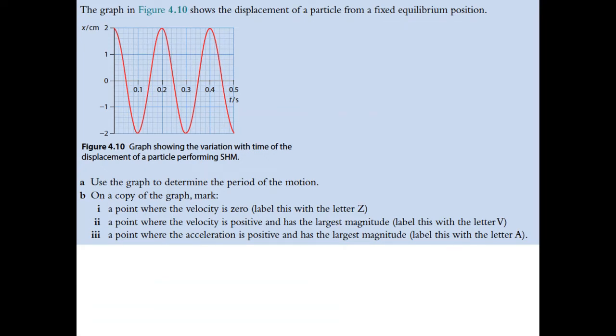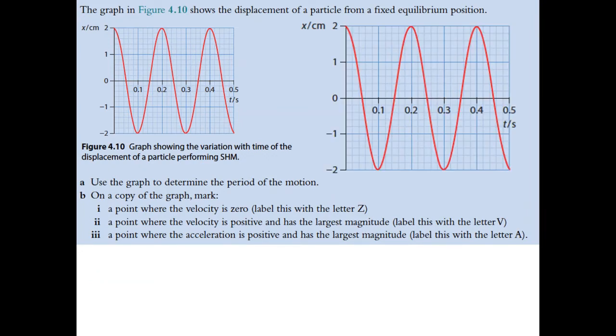B. On a copy of the graph, mark a point where velocity is 0 and label this with the letter Z. The velocity is 0 at any point where displacement is at maximum or minimum points.